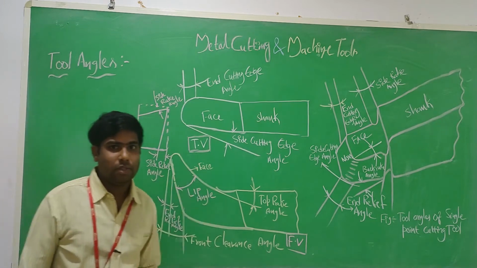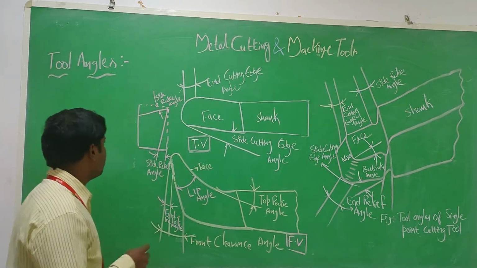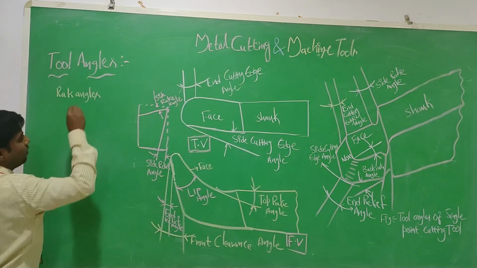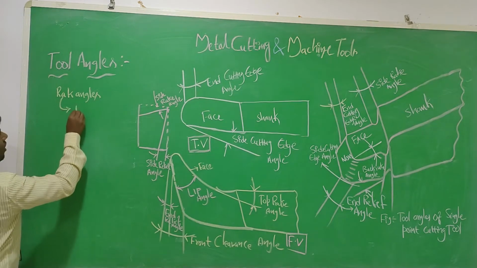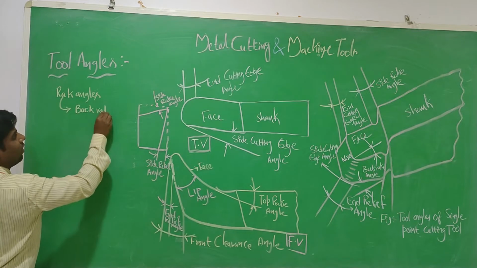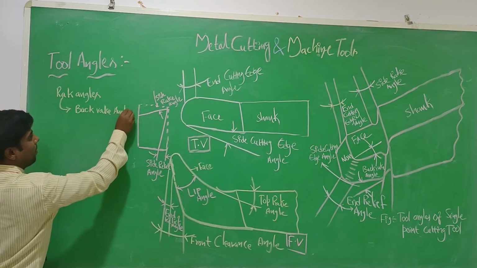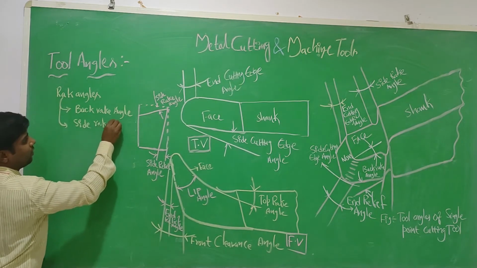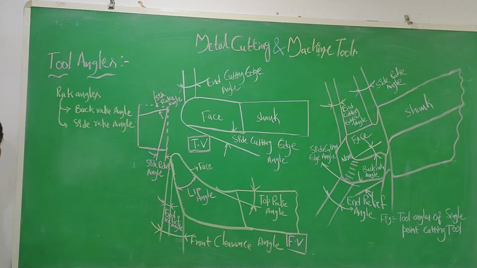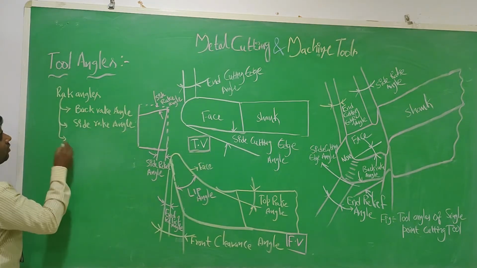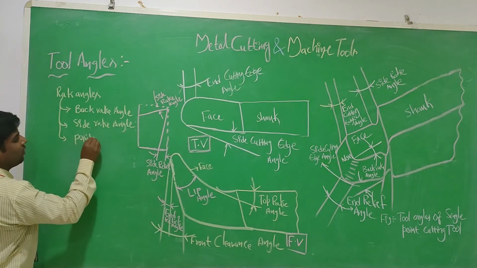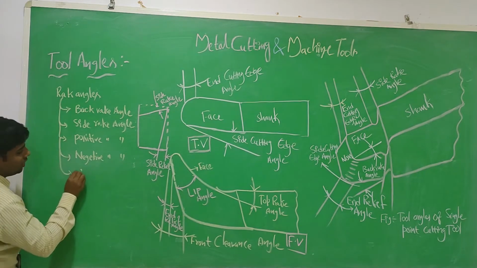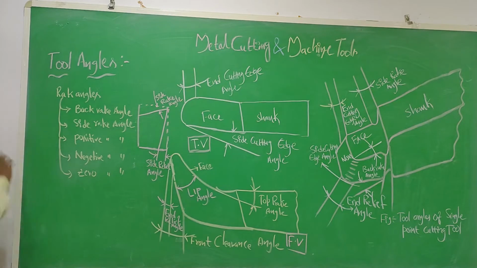So where are we using all these rake angles, let me see. What are the different types of tool angles, sir? We will see. We have different types of rake angles: back rake angle, side rake angle, positive rake angle, negative rake angle, and zero rake angle. So we have different types of rake angle.